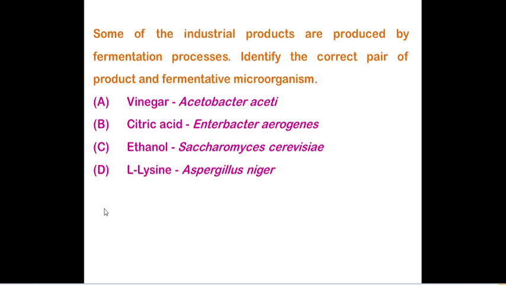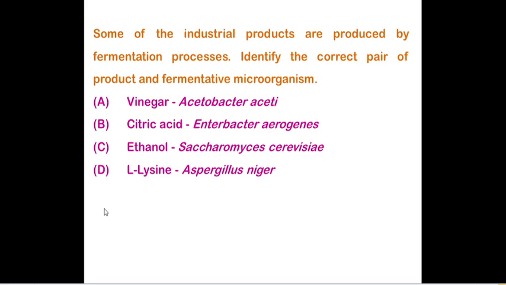Okay. Next thing, some of the industrial products are produced by the fermentation process. Identify the correct product and fermenting microorganism. So vinegar, they had given, is produced by Acetobacter aceti. It is correct. Yes, of course, vinegar is generally produced by bacterial species of Acetobacter. Next is citric acid. They had mentioned Enterobacter aerogenes is involved in producing citric acid. Citric acid is generally produced by Aspergillus niger at the industrial scale. So option B is incorrect, and option C, ethanol is produced by yeast, Saccharomyces cerevisiae. It is also correct.